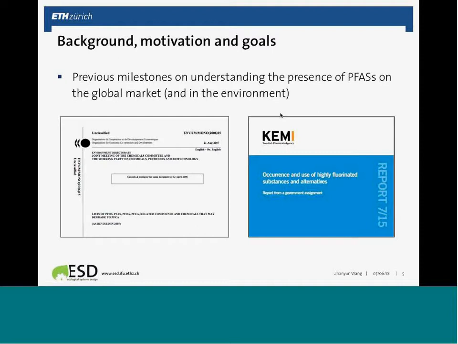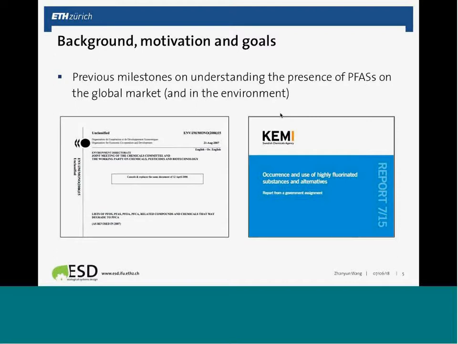Previously, there have been 2 major milestones on understanding the presence. One important piece is the OECD 2007 list on PFASs, which includes about 950 CAS numbers. Later on, there was also a more systematic study conducted by the Swedish Chemicals Agency, which identified about 2,000 different CAS numbers.